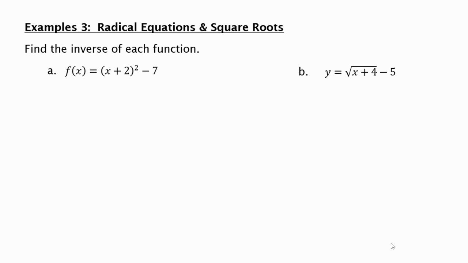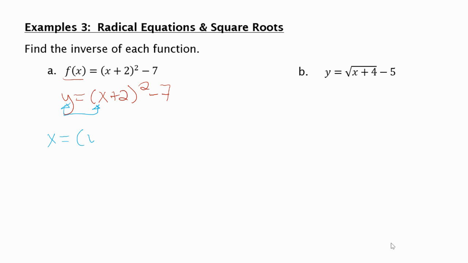In example 3, we're going to still find the inverse, but these ones, instead of being linear equations, they're going to have either a quadratic involved, or we're going to solve with square roots, or we're going to have a radical involved. So the steps are going to look exactly the same, and again, you can kind of shorten the steps a little bit if you like. So the first thing I'm going to do is rewrite this with y instead of an f of x. And then we're going to rewrite it where we swap the x and the y, because algebraically it makes it a little easier for us to solve.